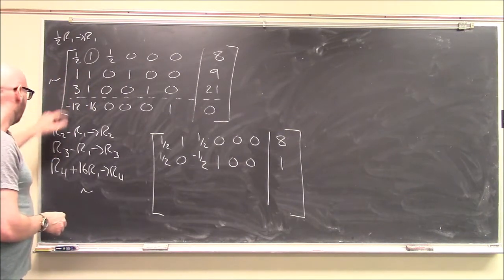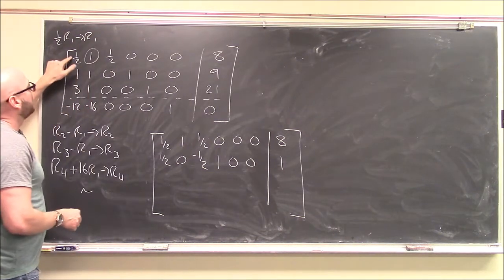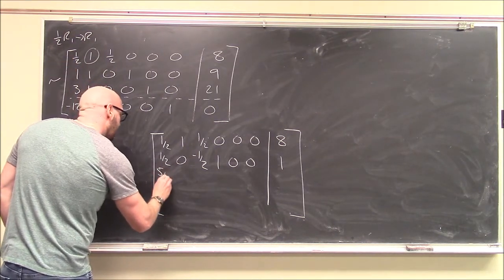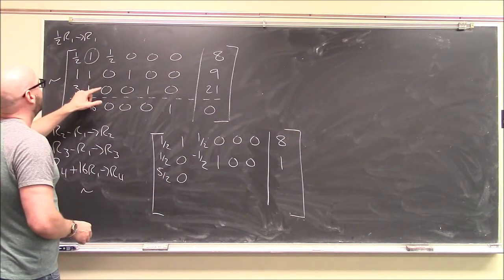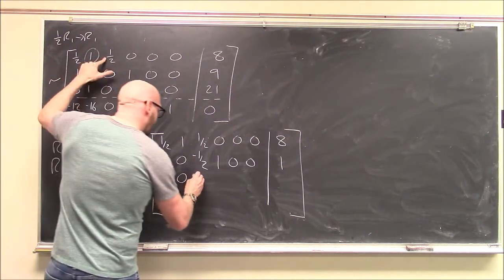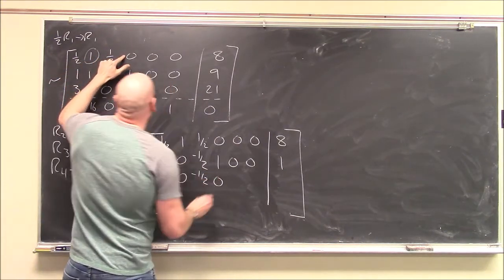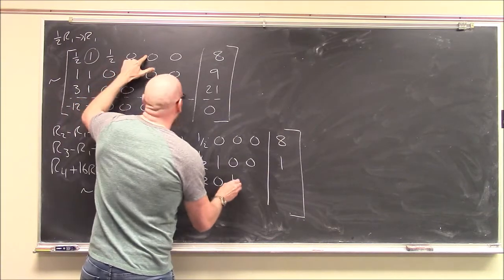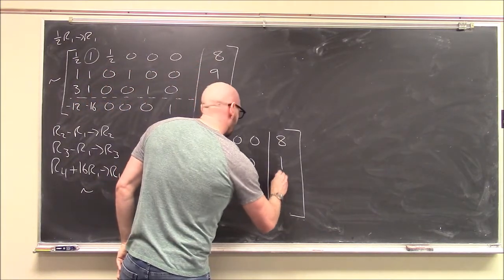We've got row 3 minus row 1. 3 minus 1/2. That's 6 halves minus 1/2 is 5 halves. 1 minus 1 is 0, just like I wanted. 0 minus 1/2 is minus 1/2. 0 minus 0 is 0. 1 minus 0 is 1. 0 minus 0 is 0. 21 minus 8 is 13.